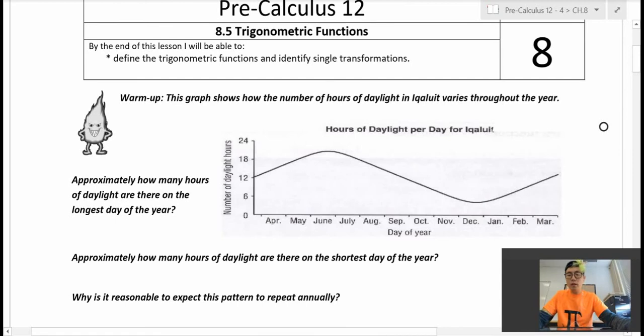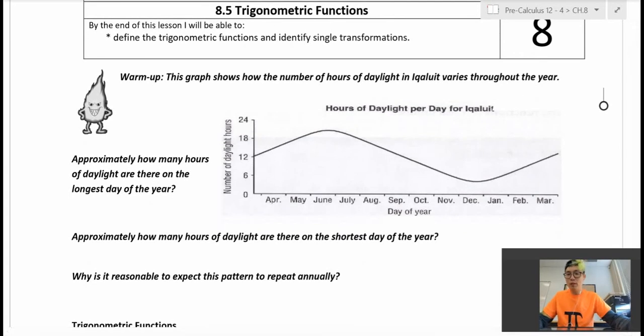We are looking at trig functions today, and we're going to be looking at the graphs. We're going to be looking at three different ones: sine, cosine, and tangent. We are actually not going to be looking at the reciprocal trig functions. We are just going to be looking at the basic ones: sine, cosine, and tangent. Before we do that, we're going to look at this example here.